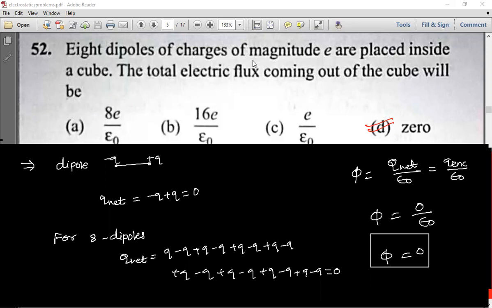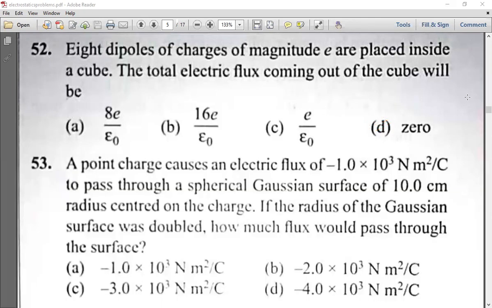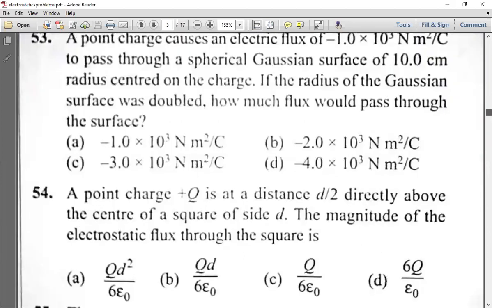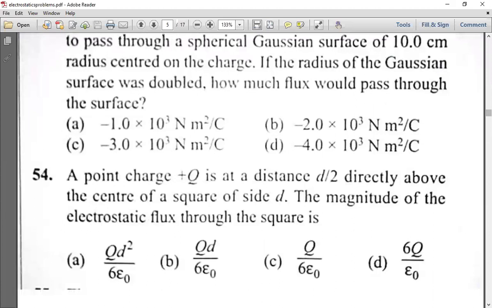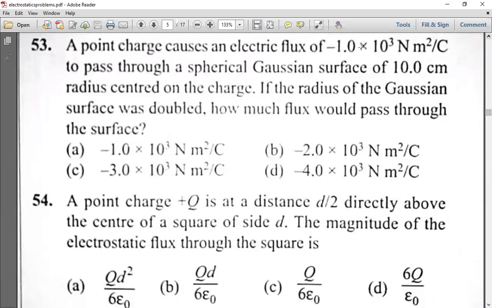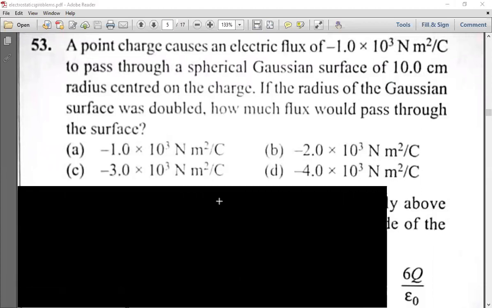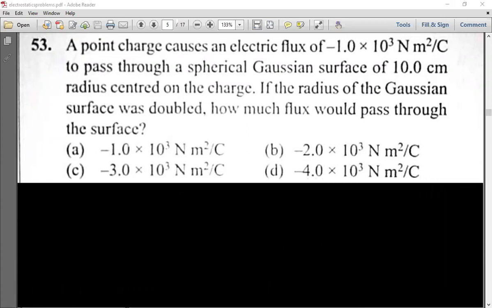Clear? Yes, understanding. Yes, sir. Shall I go to the next question? Okay, sir. Yes. Now let's go to the next question. This is 53. Okay, so see the question.